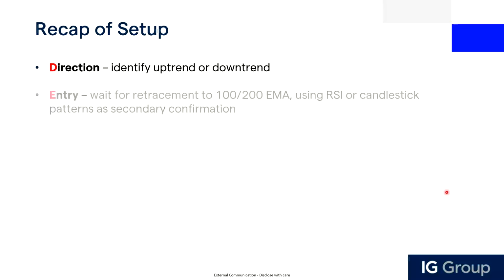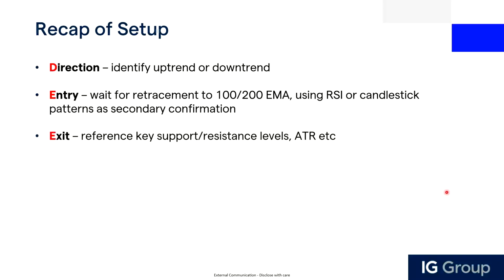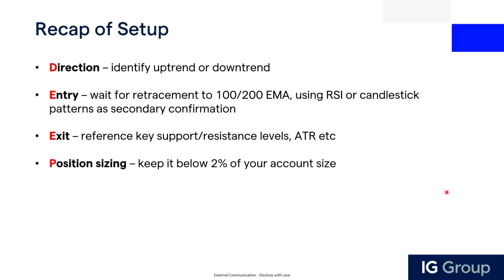Second is the entry. If we know that it's an uptrend, we don't want to just enter immediately. We want to wait for a retracement. So we add in the moving average lines and then wait for it to retrace. Use candlestick patterns as confirmation. Use Fibonacci as well to see if it's testing both the moving average and Fibonacci levels. Using RSI as a confirmation as well. Exits, okay? The exit could be above the 200-day moving average. You can use ATR as well, which is the average true range. Position sizing, we try to keep it below 2% of our account size.